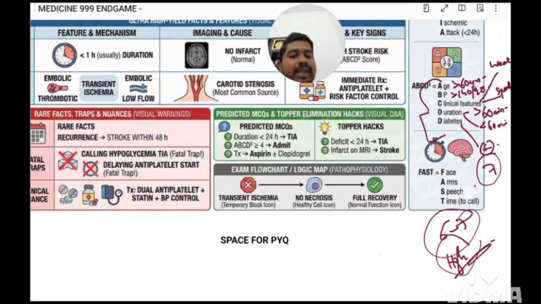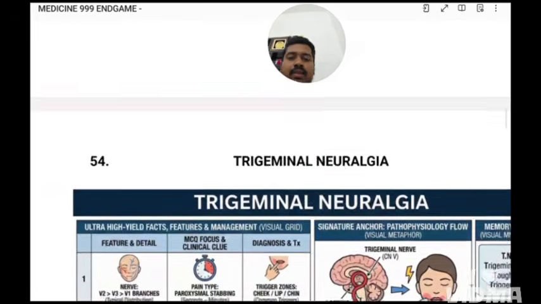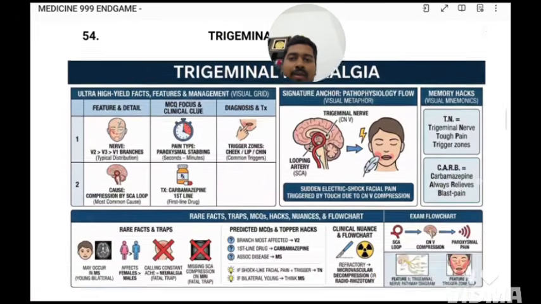Okay, so it basically predicts 2-day stroke risk. In the next 2 days, what is the stroke risk? That is what it predicts. Okay, yes, I think I have covered everything. Yes, everything is covered. Next, we'll go to trigeminal neuralgia, the last topic of neurology.